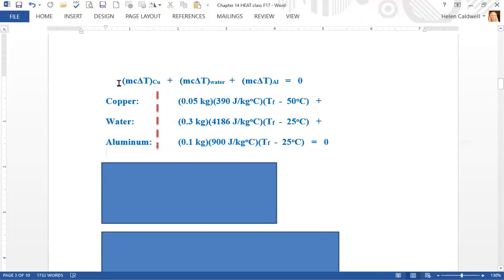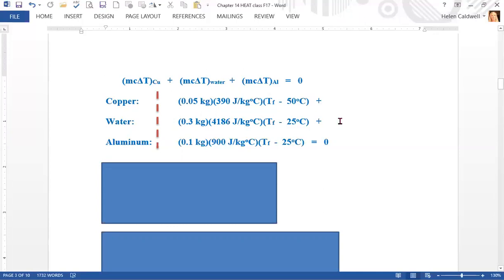So filling in, M for copper is 0.05 kilograms. The specific heat is 390 joules per kilogram degrees Celsius. And delta T is T final, we don't know that, minus 50 degrees Celsius. And then you'll notice at the end of that line I have a plus sign because there are three terms in the equation, and this is just the first one.